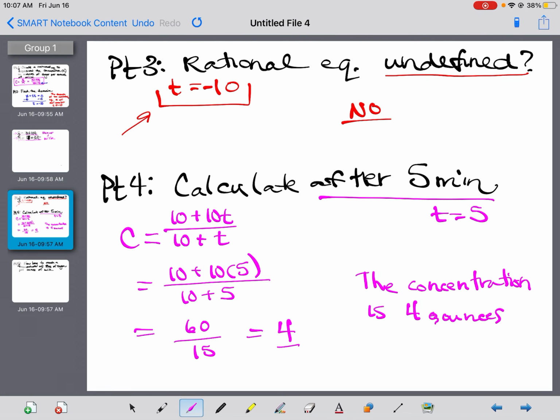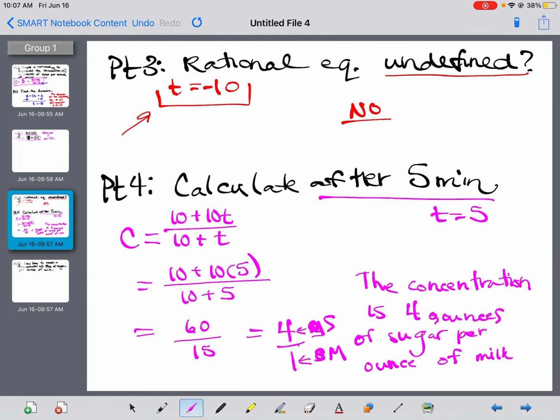Ounces of sugar per ounce of milk. And I know it's 4 to 1 because 4 as a fraction is 4 over 1. You just have to make sure you label it. So the concentration is 4 ounces of sugar per 1 ounce of milk. Oops, I did that backwards. There we go, sugar to milk.